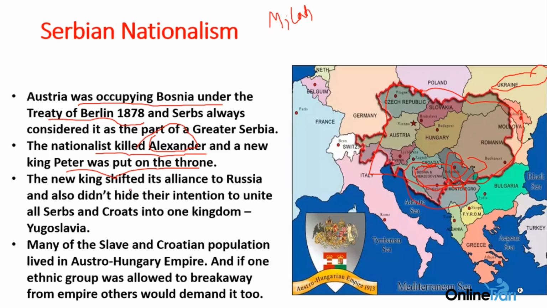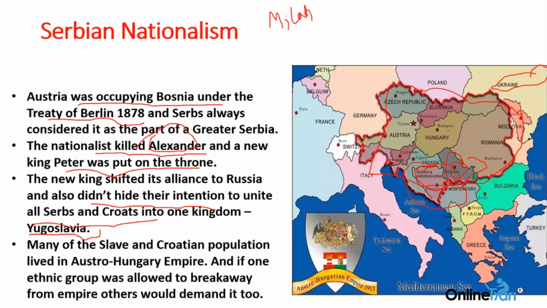So what happened was that the new king shifted his alliance to Russia, and also didn't hide his intention to unite all Serbs and Croats into one kingdom, which would eventually become Yugoslavia under Tito, which will come later. So here you can understand that the problem lies in the Austro-Hungarian Empire and with Serbian nationalism. That was the major reason why the World War started.